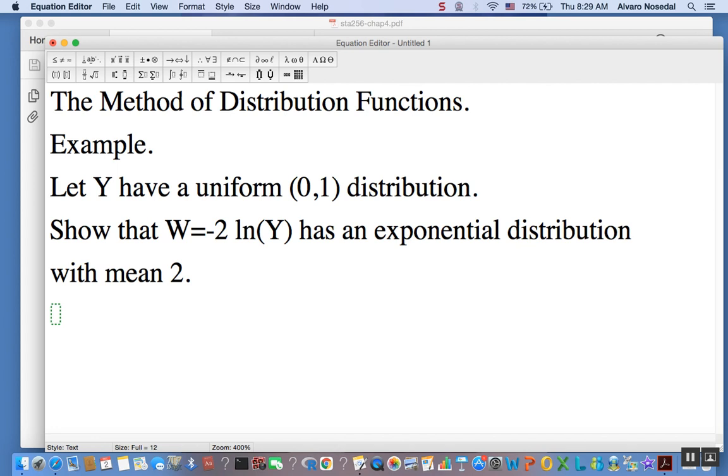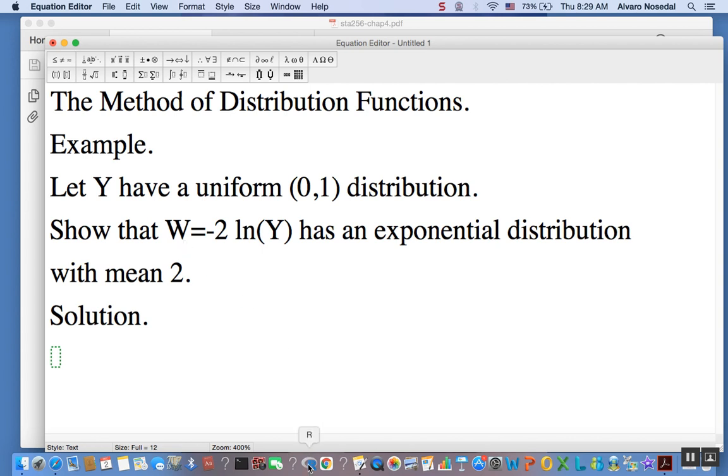One of the main things we have to pay attention to when applying these methods is we have to find the possible values that W, the transformation, will assume. So let me make a quick graph first, and then we're going to do a little bit of math to determine what are the possible values for this transformation.